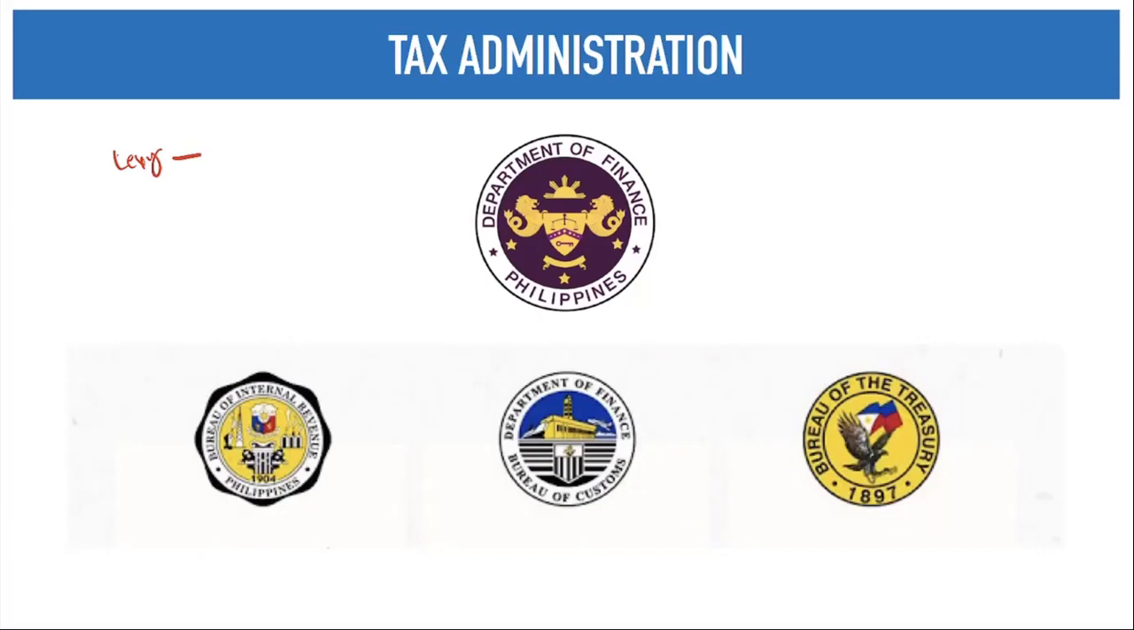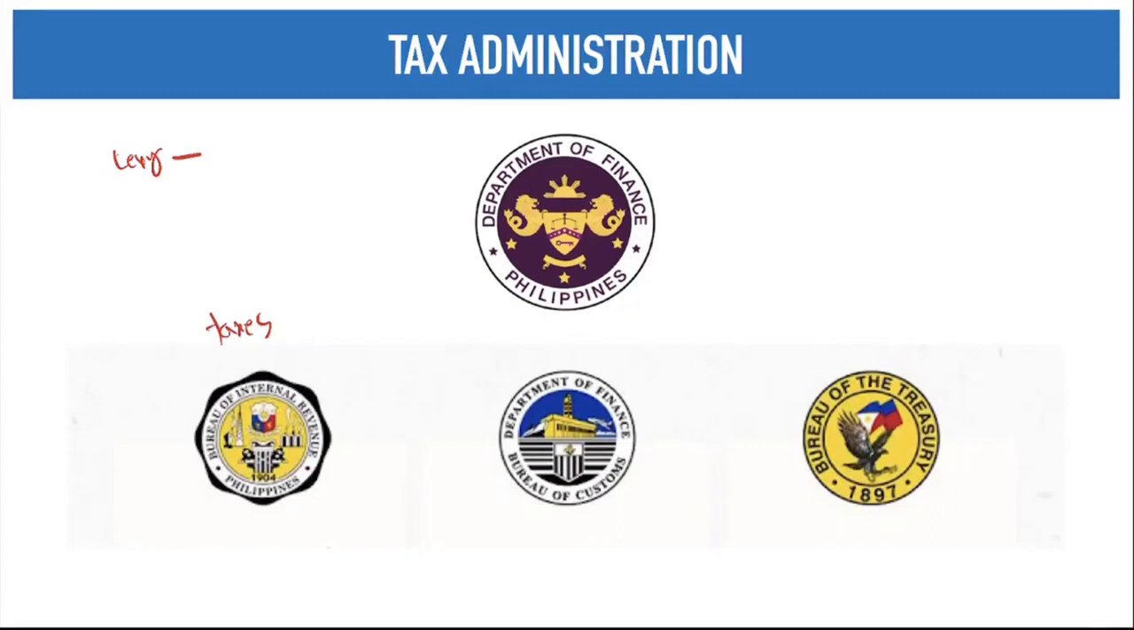So how are taxes administered in the Philippine jurisdiction? Generally, we have your main department, which is your Department of Finance, and under your Department of Finance, we have these three main bureaus. We have your Bureau of Internal Revenue, which is for your collection of taxes. Under that is your Bureau of Customs, which is for your imports and your exports. And then lastly, your Bureau of Treasury, which keeps the amount collected by your BIR and your BOC.